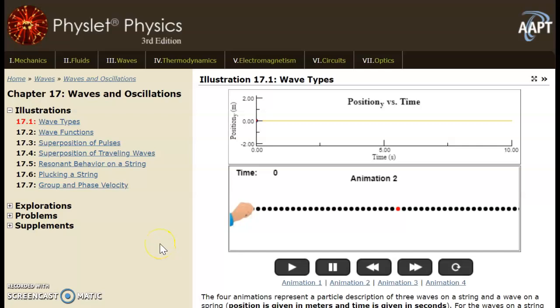Hello everyone, I'm going to use this animation here to show you the propagation of what is called a simple periodic wave. This is the same website that I've used in class before to show you a couple of other simulations involving individual wave pulses.